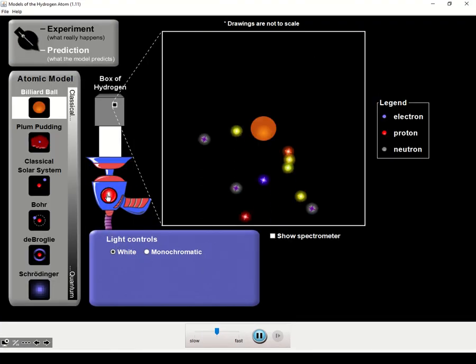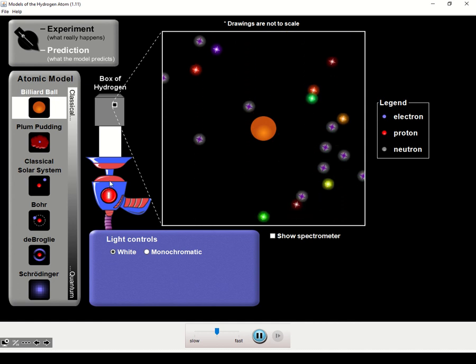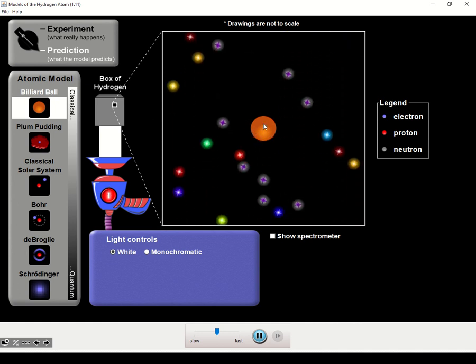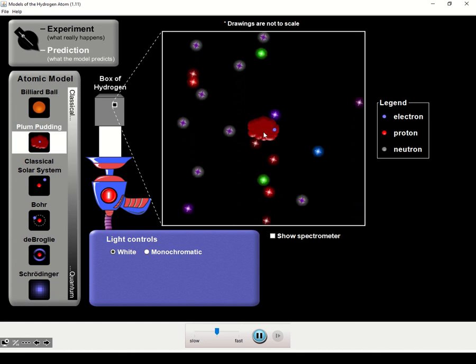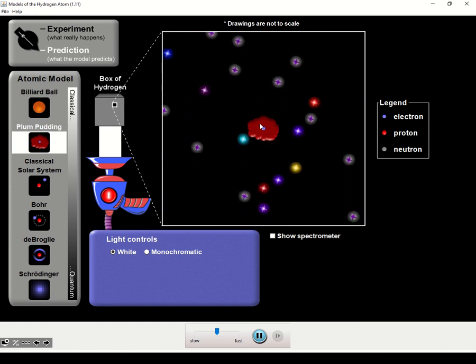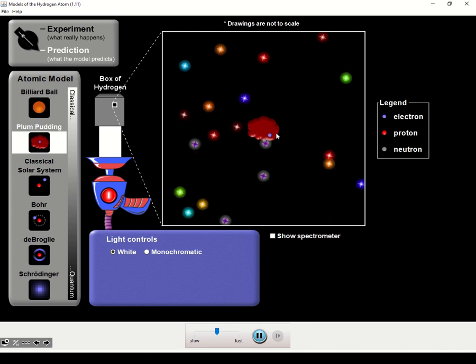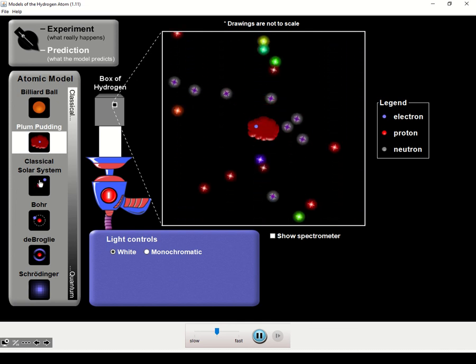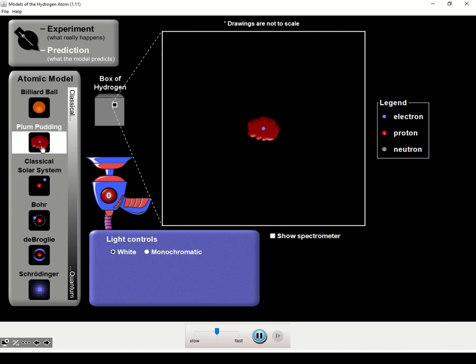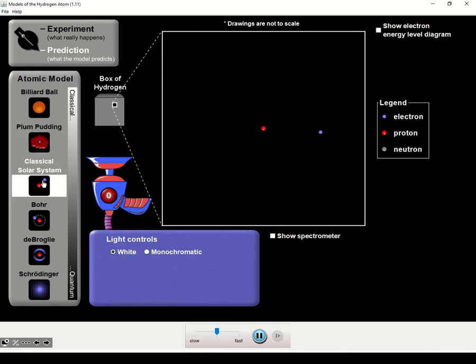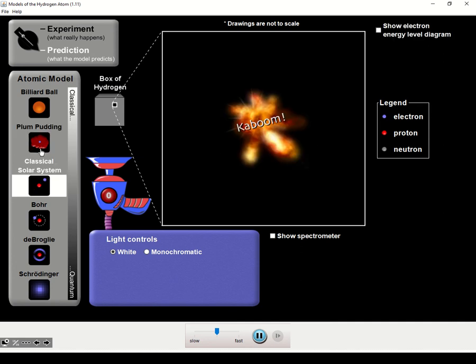So if we shot stuff at, this is the Dalton, the billiard ball model, right? It's impenetrable. It doesn't go in. You can shoot stuff at the Thompson model, the plum pudding model, and it goes straight through. And then let's try the Rutherford model. Look at this. Is there a slow motion? Yeah, let's do a slow motion.